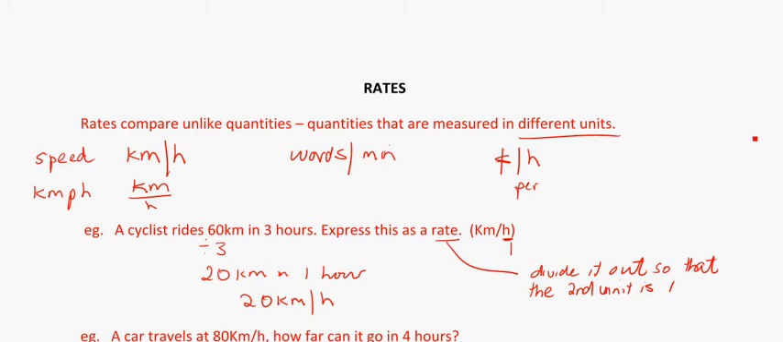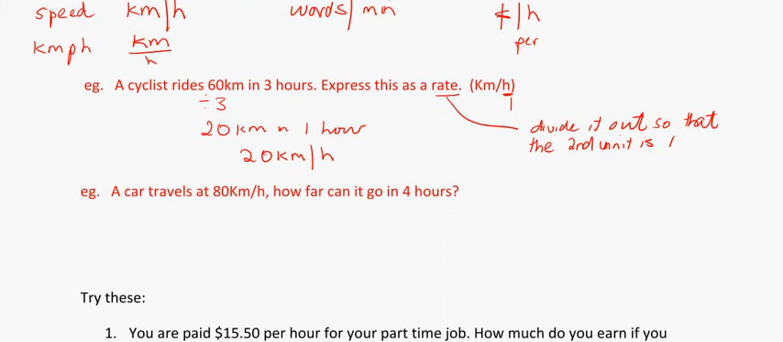Okay, so let's try the next one. A car travels at 80 kilometers per hour. How far can it go in 4 hours? Now in this example, you're given the rate, and from the rate you can work out distances or times. So in this case, how far does it go in 4 hours? We know from this that in 1 hour it goes 80 kilometers.